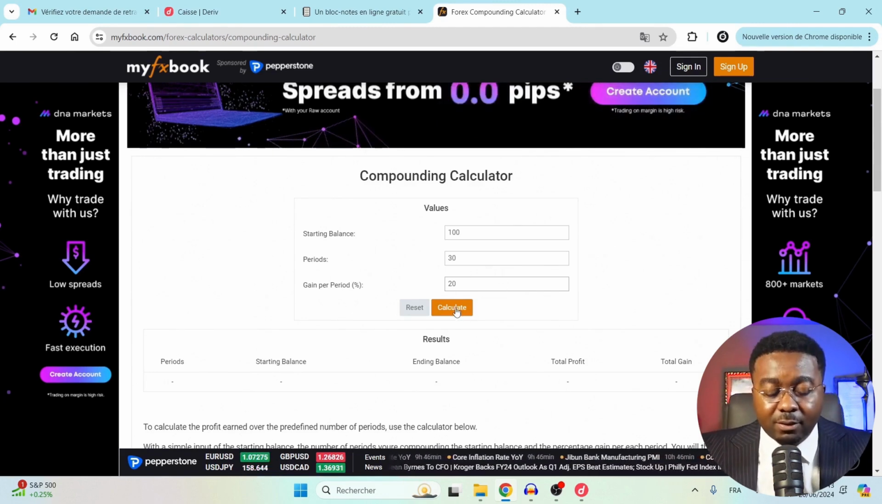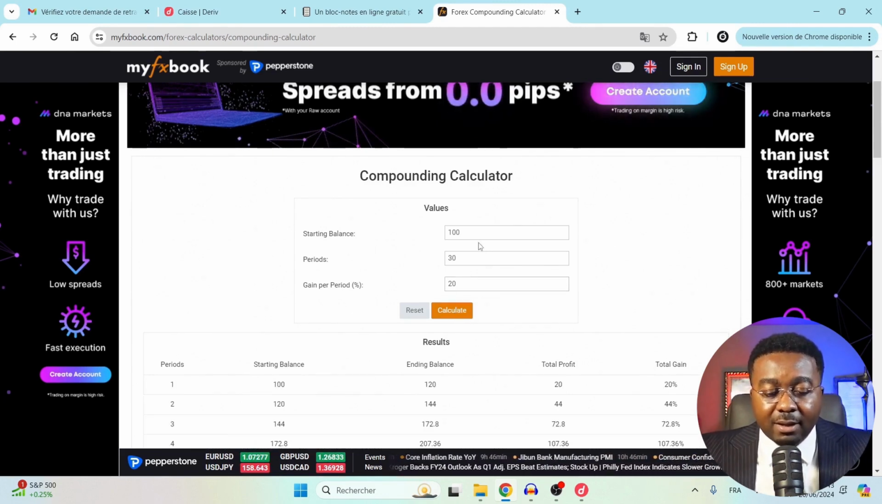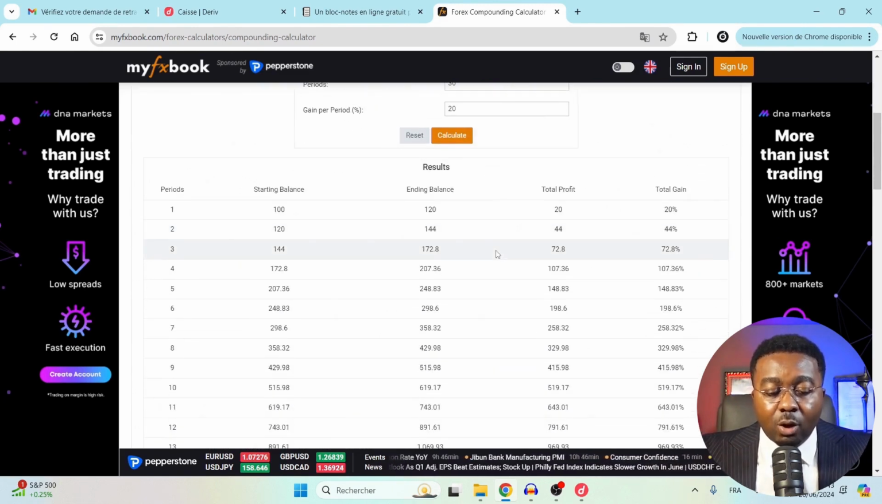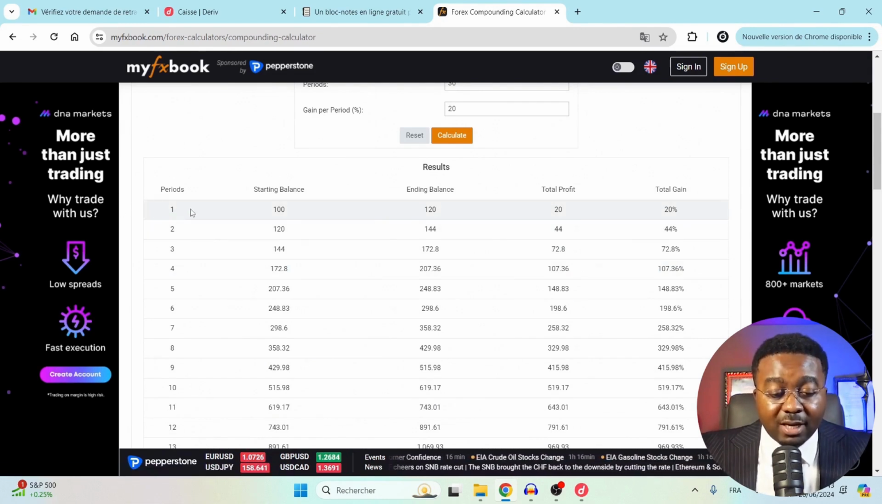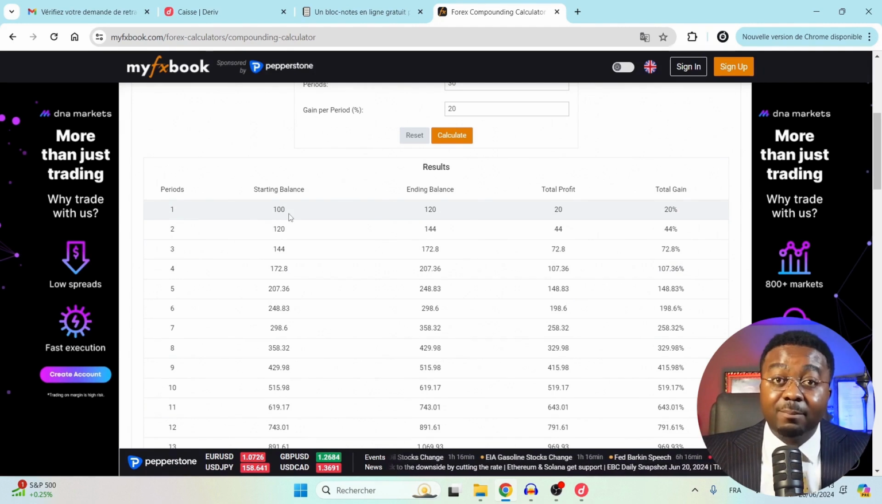How will that work? Click on calculate, and you can use these websites to get all the data. This is the period, this is the balance, this is the total profits and gains. We will not look at the two columns. We will focus on the three columns. On the first day, we have an account of $100. We make 20 positions of $1 as you learned. That makes $20.